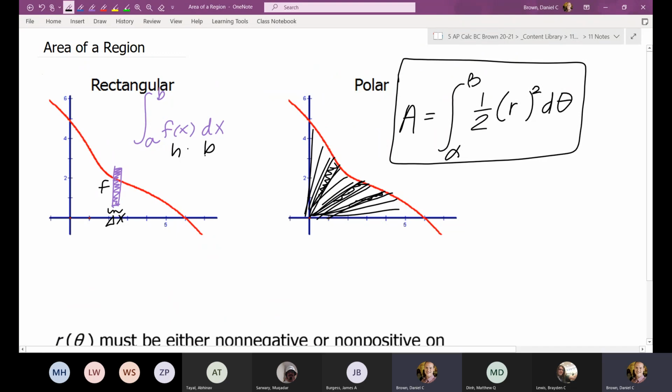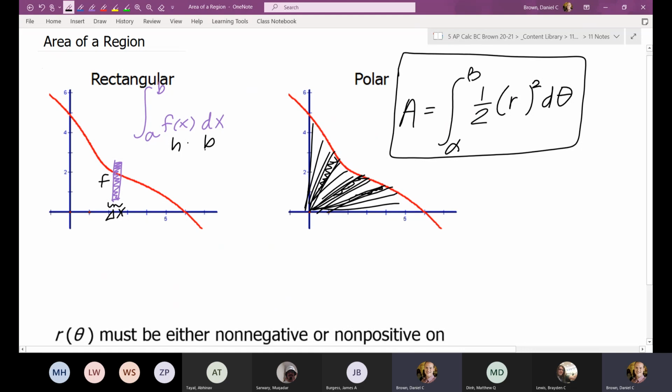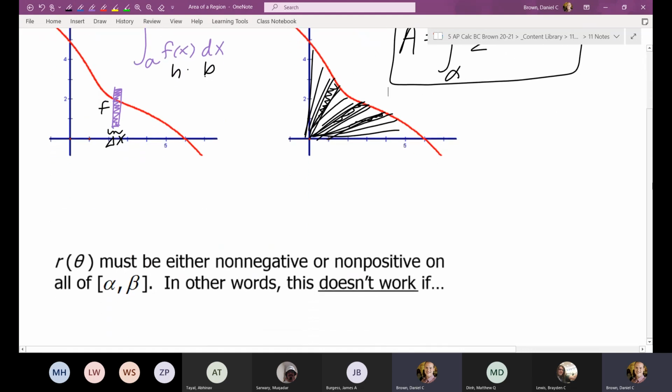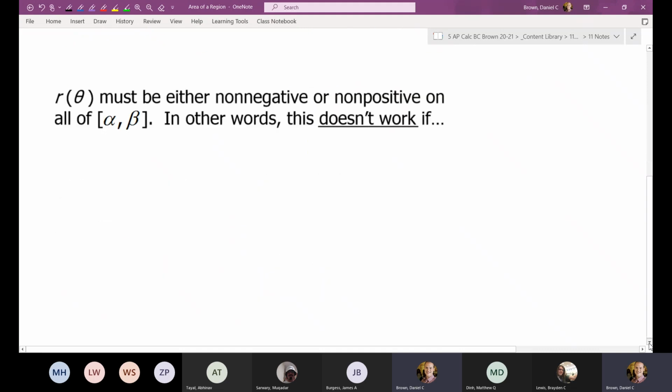Now there are some things that we have to be careful with, and why I think finding the area of polar graphs is more tedious than difficult is there are some things you have to be careful with. So for example, I typed in this first part here because it does seem kind of wordy. For that formula to work, I'm just going to rewrite it out here. We know the integral is going to be from alpha to beta, 1/2 of r squared d theta. For this formula to work, r of theta must either be non-negative or non-positive on all of a to b for it to work.